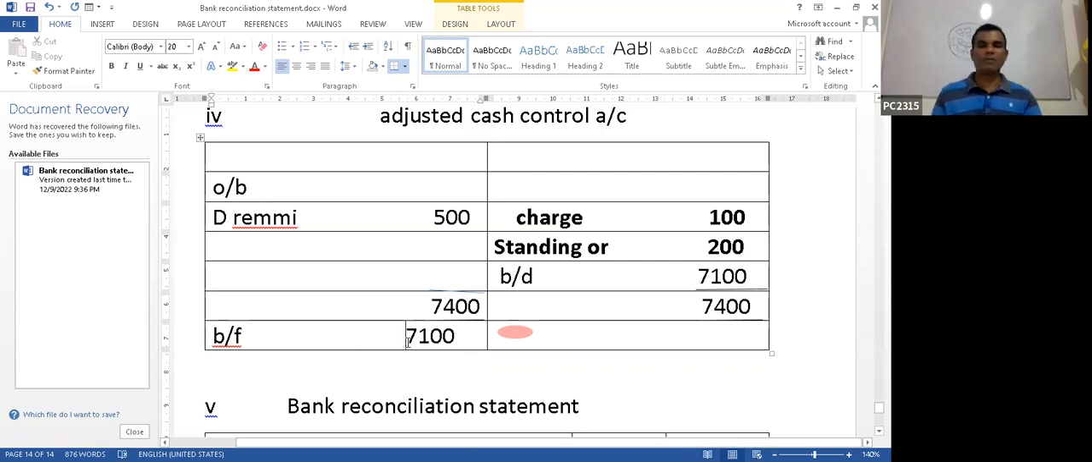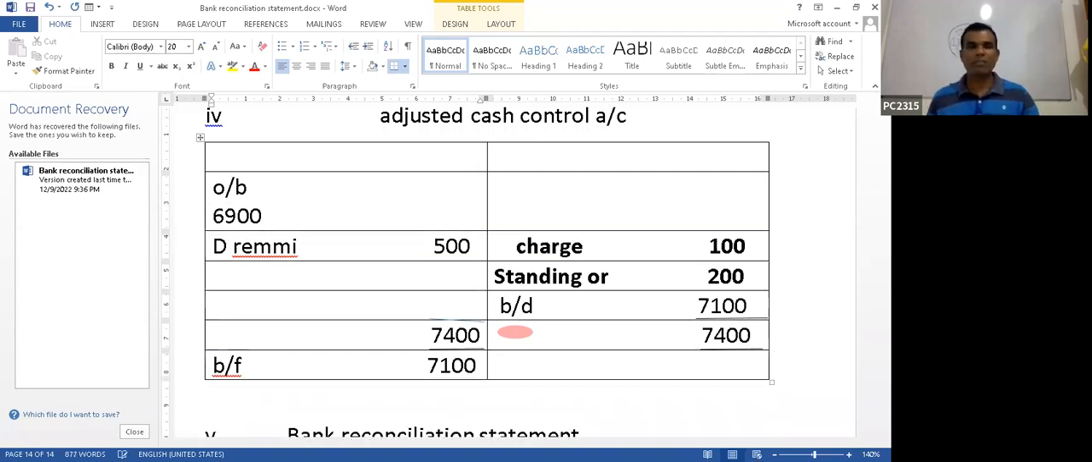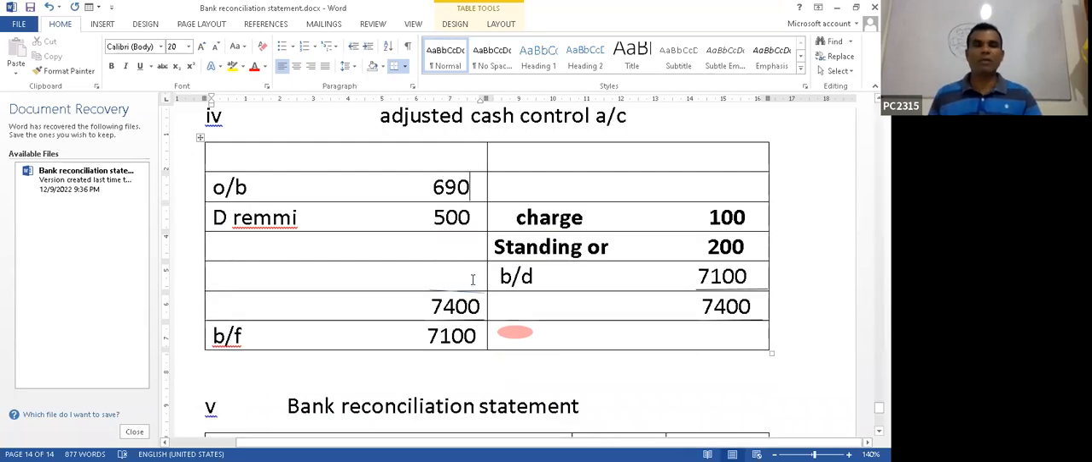Here, then you can find out the opening balance. Out of 7,400, 500 should be deducted. Then how much should the opening balance be? 6,900. Opening balance is 6,900.